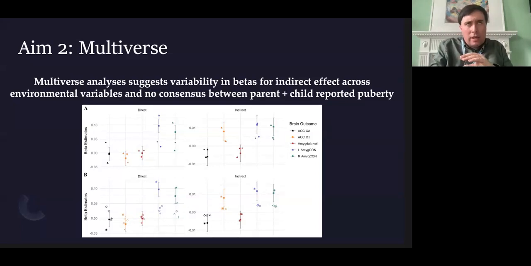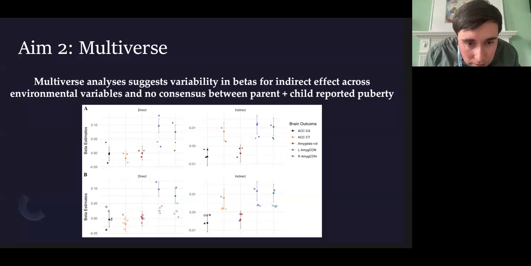This is only actually 1/3 of the total number. This is the parental reported puberty models only. If we put all of them on there, it would look very messy. Remember, puberty was measured in 3 different ways. This is just one. So the family environment beta and its associated 95% confidence interval is reported in both panels.